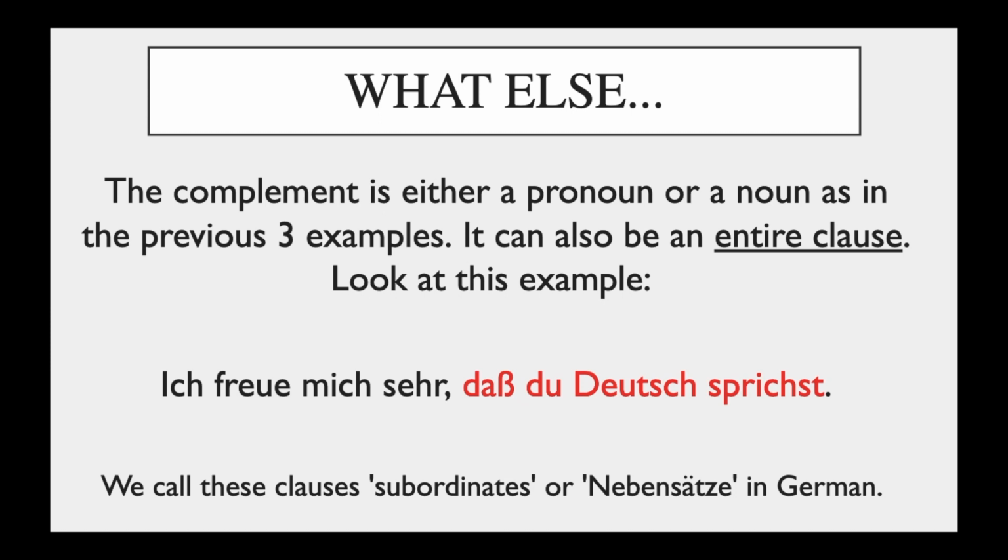Ich freue mich sehr, dass du Deutsch sprichst. You see, you have a clause here. That means you have a subject, you have a verb, you have a complement. We call this a subordinate clause or a Nebensatz or Ergänzungssatz, as in the title.